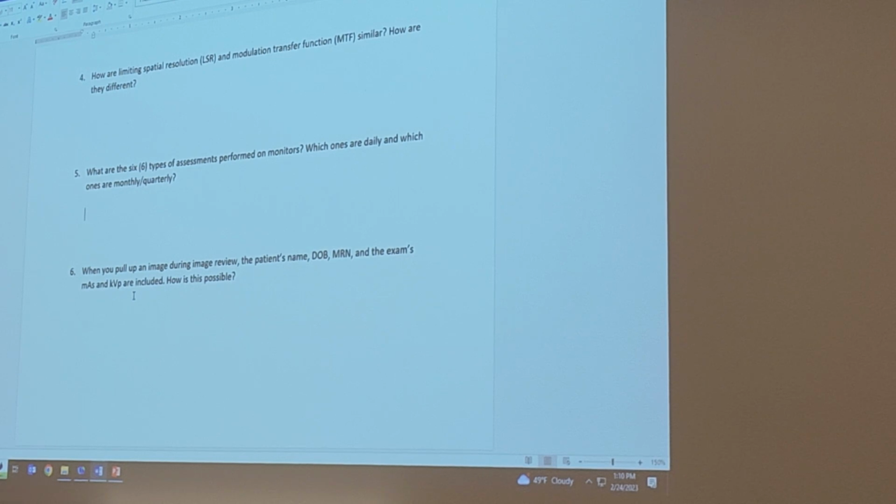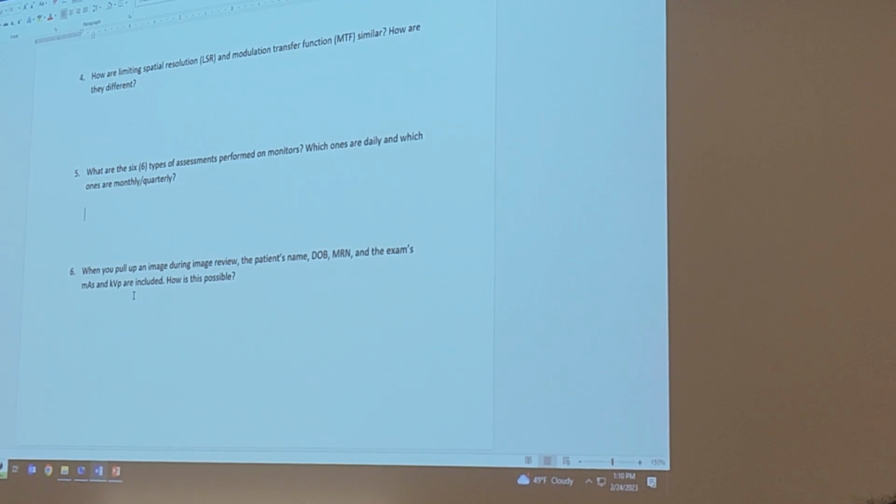18 QC. Is it the same thing as the luminance one? No, it's not. It is QC, very good.